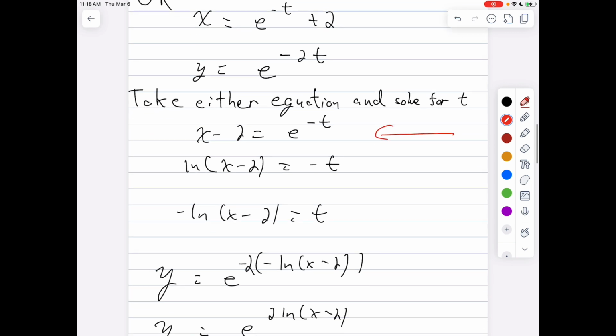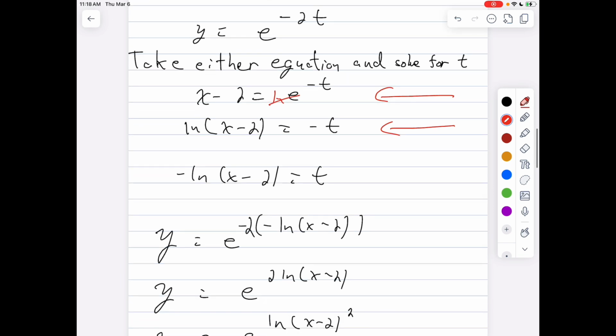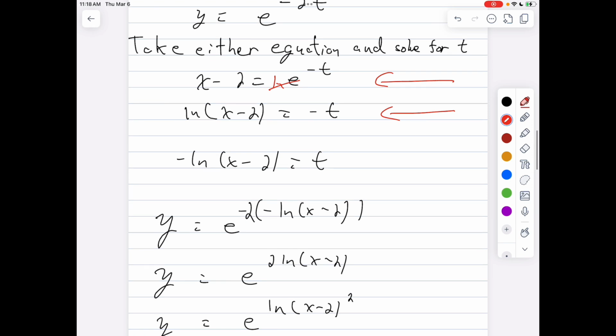So let's show those steps in red. Then I take a natural log of both sides. And ln and e just cancel each other out. So that's why you have that minus t left. And you have ln of quantity x minus 2 on the other side. And I divide by negative 1.